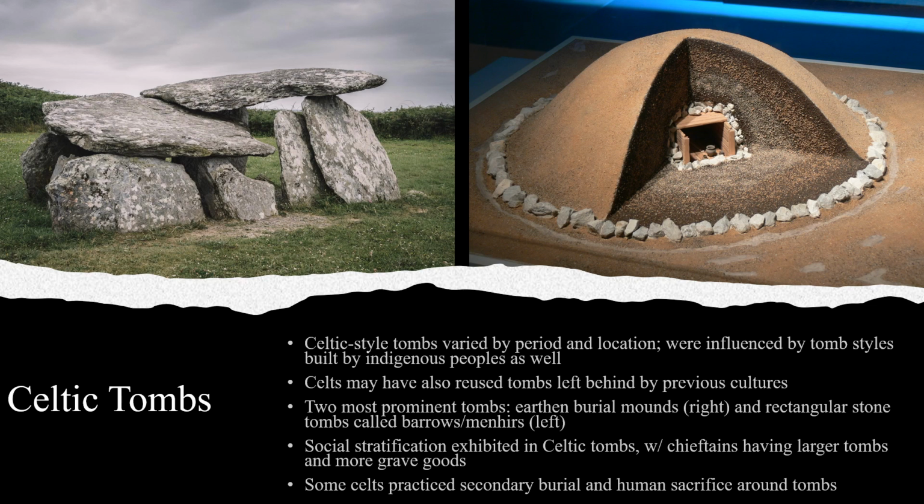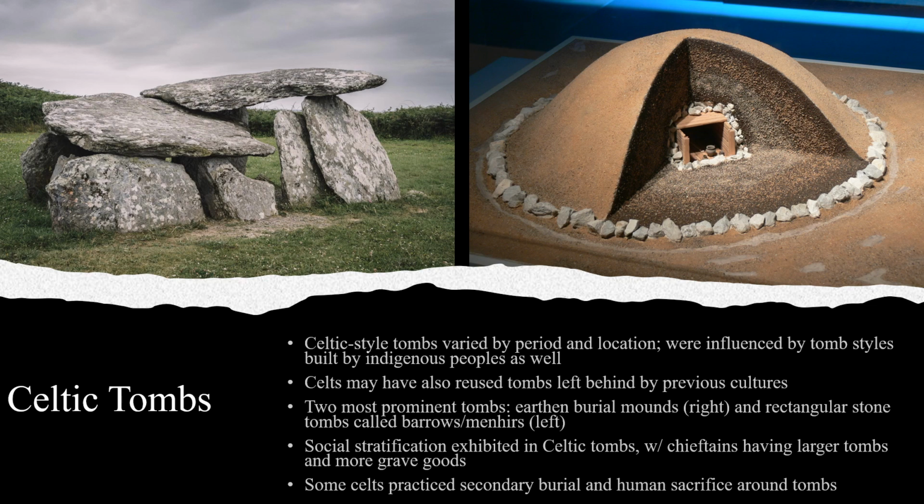Perhaps two of the most prominent tombs used by the Celts are earthen burial mounds. A lot of cultures will make burial mounds like the Celts. They also may have used rectangular stone tombs that are often referred to as barrows or menhirs. You can see an example on the left-hand side of this slide. Sometimes these tombs are made by the Celts, and other times they're actually much older than the Celts, and the Celts will just reuse the tombs because they're already there. They may have established some ritual significance to these very old sites, which were, in some cases, 1,000 years old by the time the Celts arrive.